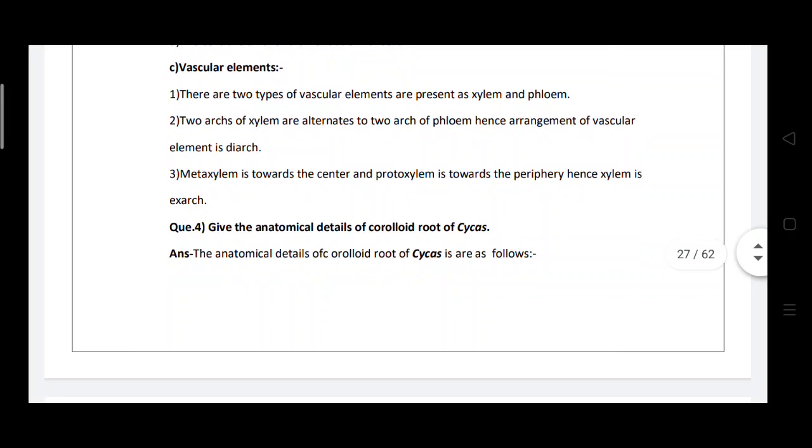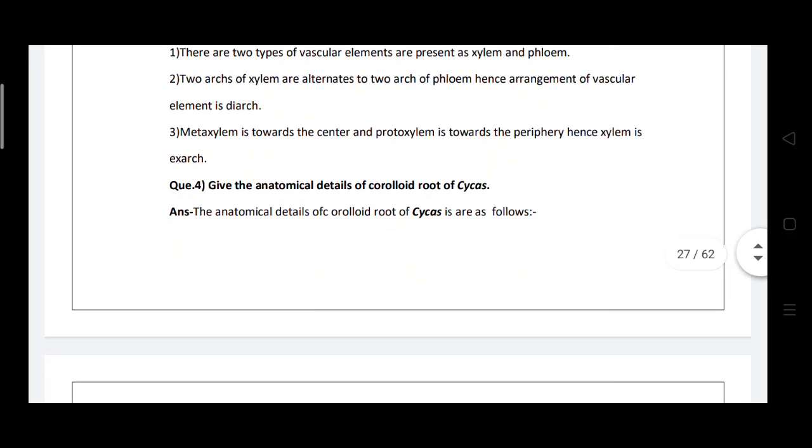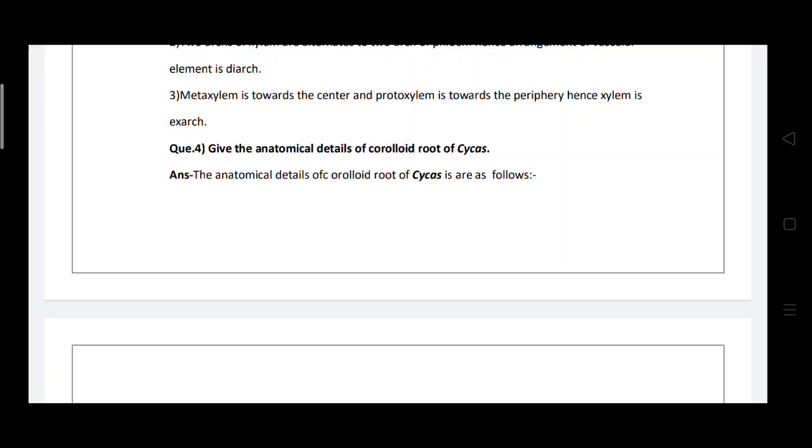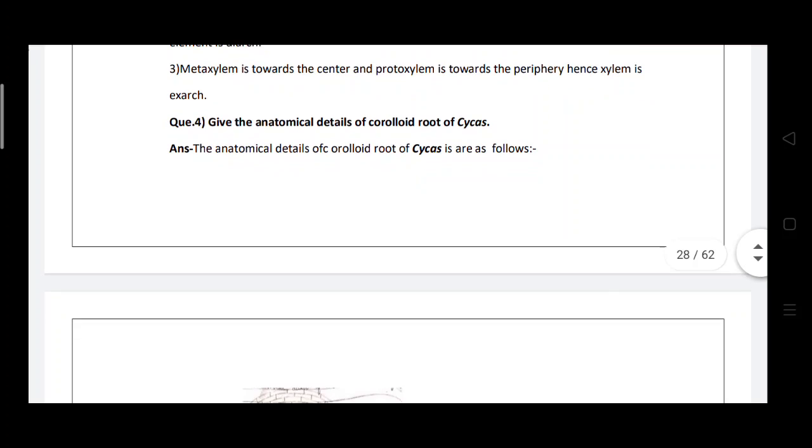Next is about the coralloid roots. As I already told you, the cycas plant contains two types of roots, the tap roots and coralloid roots. So let's see the anatomical details of the coralloid roots.